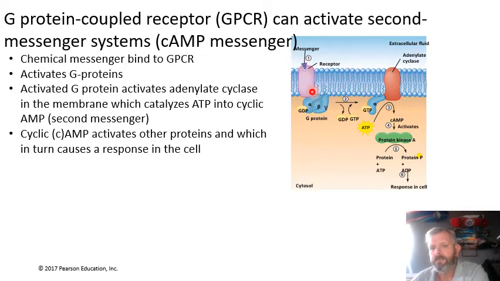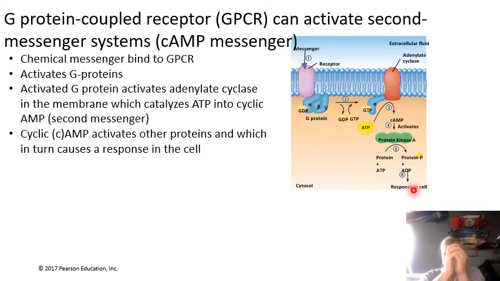Again, binding of the messenger activates the G protein. In this system, the G protein activates adenylate cyclase. This is an enzyme that catalyzes the conversion of ATP into cyclic AMP. Now cyclic AMP can go and activate protein kinases, and those protein kinases can then phosphorylate more proteins and get activation of these proteins, and we get a response in the cell.